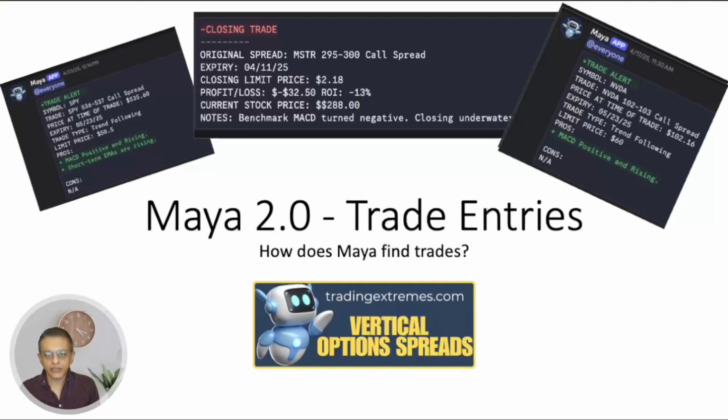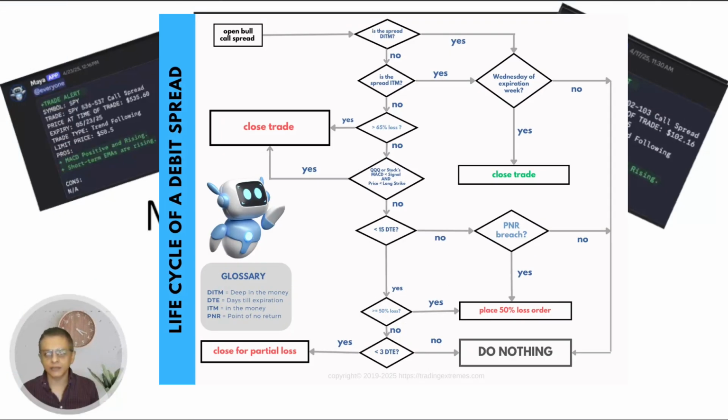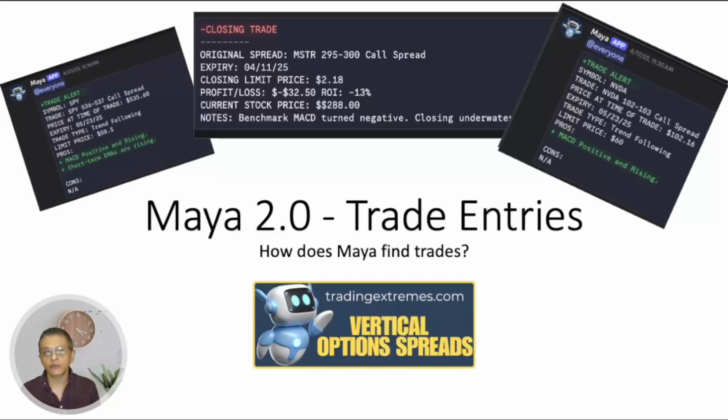So I thought I'd make a video explaining to you at a very high level what it considers before taking a trade. Now, trade exits are way easier than trade entries, and because of that, I was able to make a flow chart for the trade exits. I'll link that in the description below. But let me go over what Maya takes into account before entering a trade.